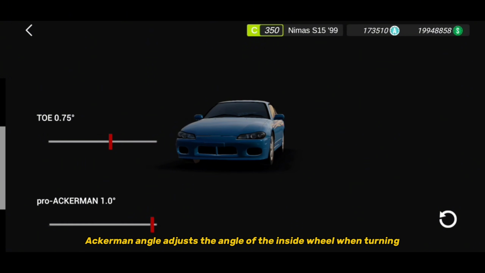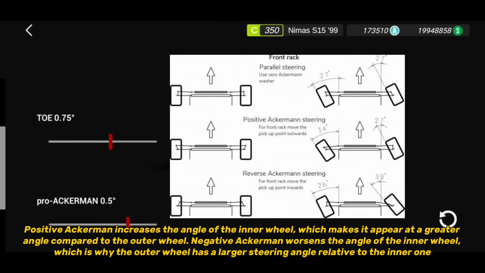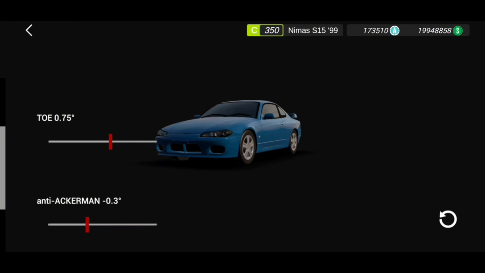Ackerman angle adjusts the angle of the inside wheel when turning. Positive Ackerman increases the angle of the inner wheel, which makes it appear at a greater angle compared to the outer wheel. Negative Ackerman worsens the angle of the inner wheel, which is why the outer wheel has a larger steering angle relative to the inner one.